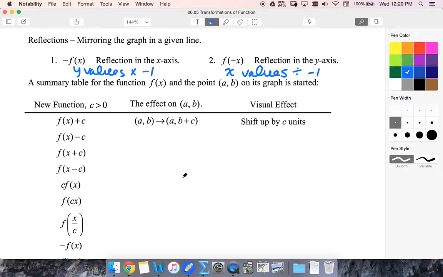So I'm going to stop the video here, but I'm going to fill in the rest of this, and you try and fill it in on your own as well. Think about whether you're affecting a or b and how that's going to look visually. And of course, if you wanted to test it, we could come into Desmos.